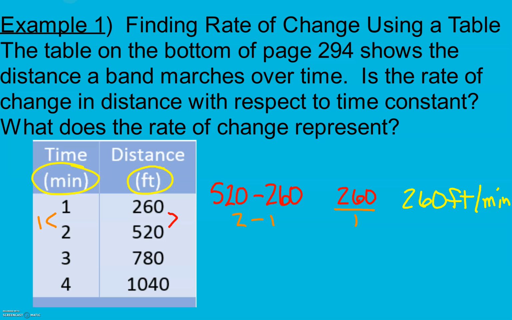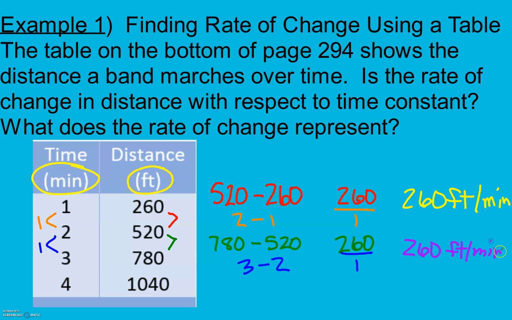I'm going to do the same thing for my next time interval. So I'm going to check my distance covered in the next time interval, which is 780 minus 520. I subtract here and I get 260 as well. I compare that to my time interval, where my change is 1, 3 minus 2. I can simplify there, and I get 260, and again it's feet per minute.